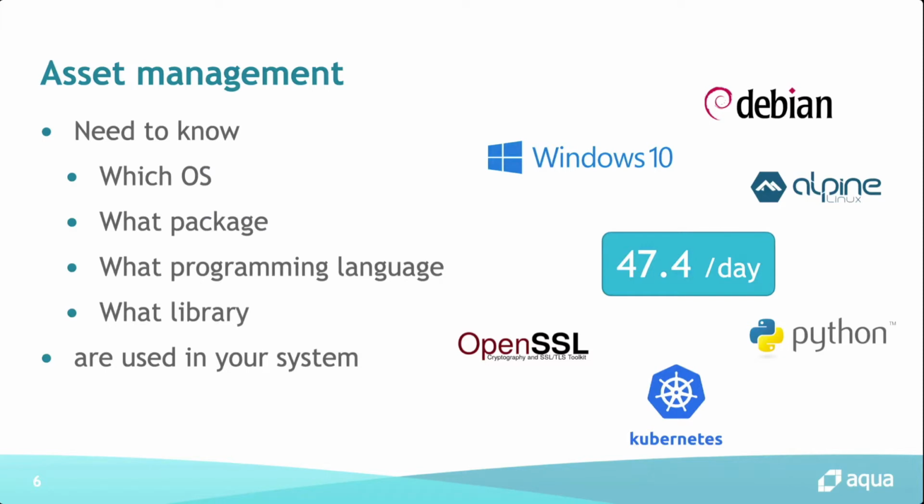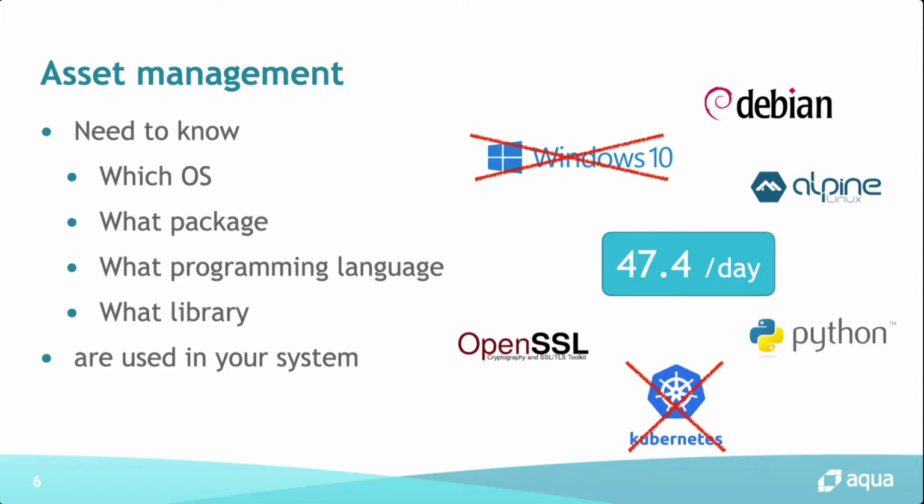It may include vulnerabilities of Windows, OpenSSL, Python, Kubernetes. What if your organization doesn't use Windows and Kubernetes? You don't need to look into those vulnerabilities. So, asset management is essential for this purpose.